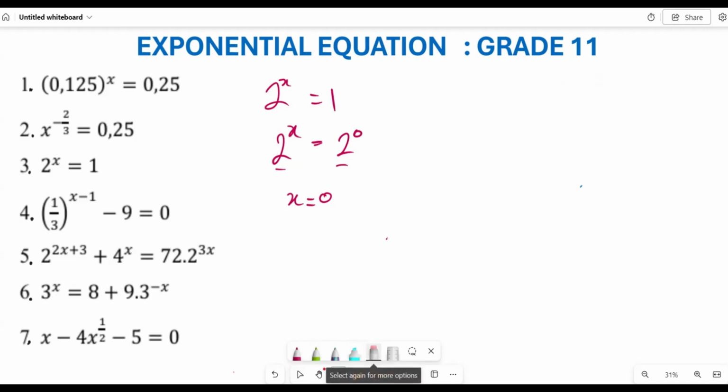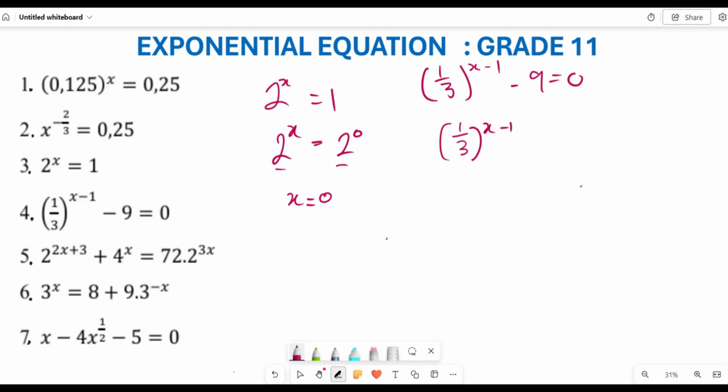After this, let's look at something else. Here, this is 1 over 3, to the power of x minus 1, minus 9 equals 0. What is the first thing we can do from here? We can start by distributing the 9 to the other side, which means this is 1 over 3 to the power of x minus 1 equals 9. And remember, I can write my 9 as 3 squared.